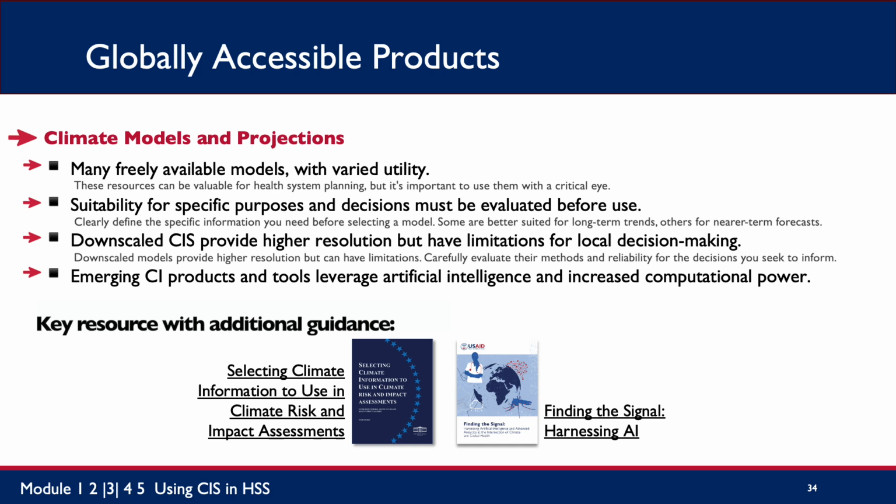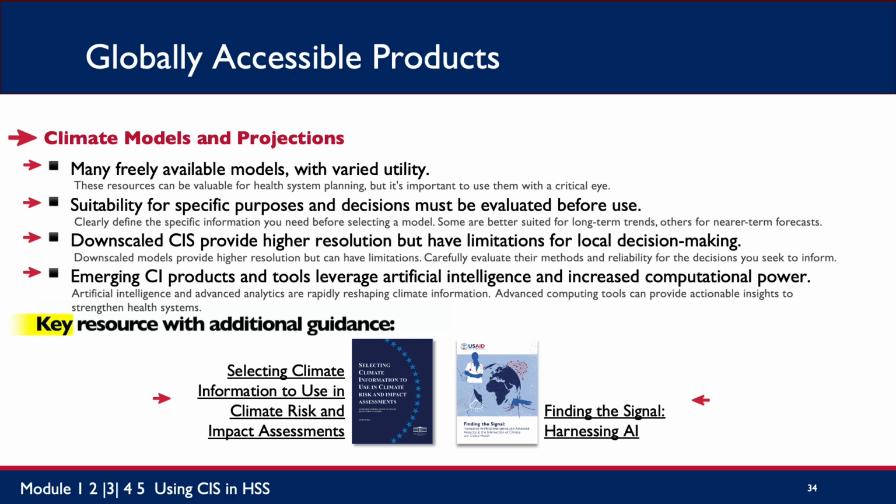Emerging technologies. Artificial intelligence and advanced analytics are rapidly reshaping climate information. Advanced computing tools can provide actionable insights to strengthen health systems. The linked White House report here and USAID's report, Finding the Signal, Harnessing AI, are key resources with additional guidance.